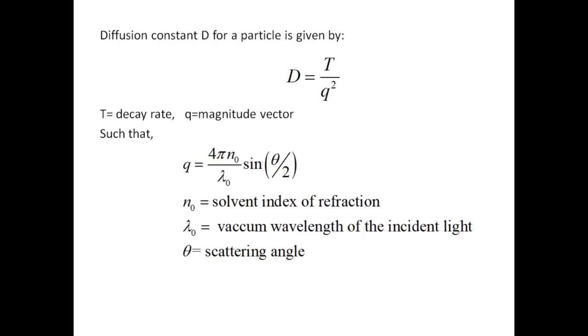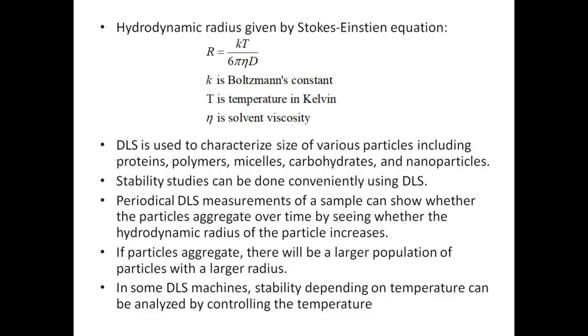Okay, now we have a set of three equations with the help of which you can calculate the hydrodynamic radius. Let me go in the reverse order. Now the hydrodynamic radius is given by the Stokes-Einstein equation. It says R is equal to kT upon 6 pi eta into D.